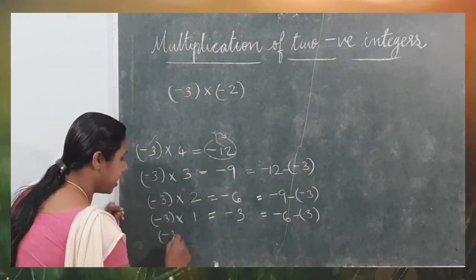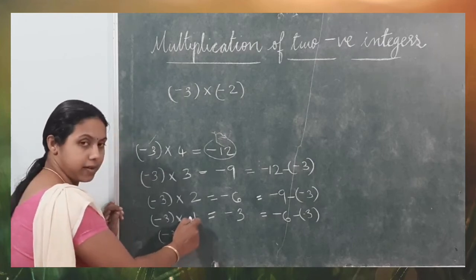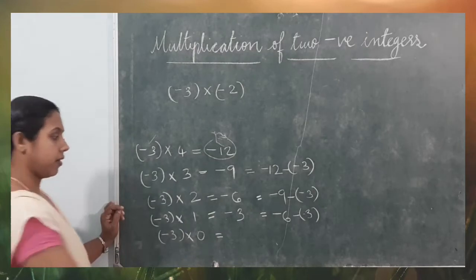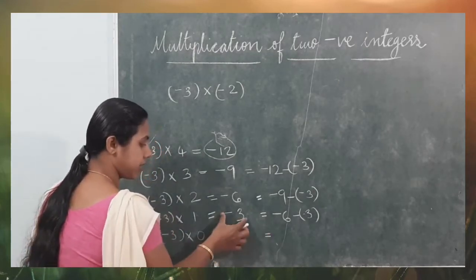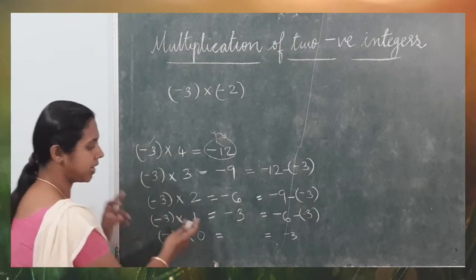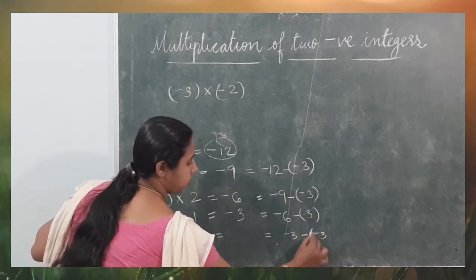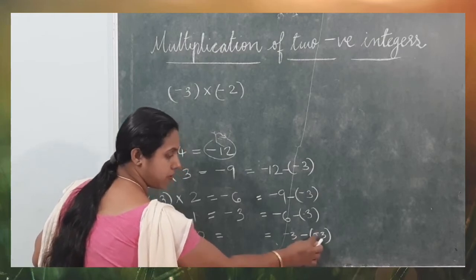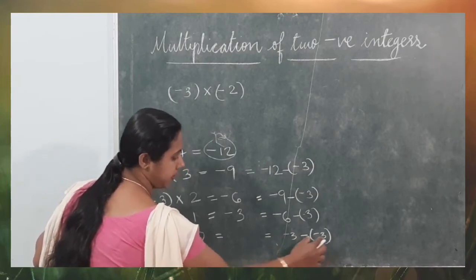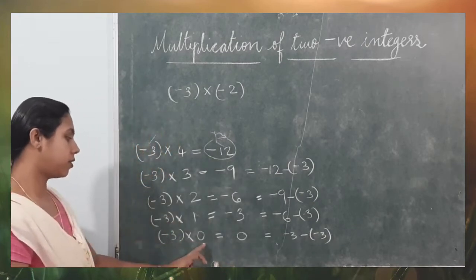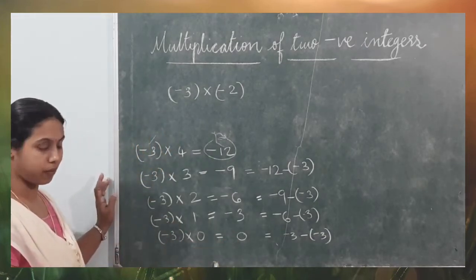Then minus 3 into 1 less than 1, that is 0. You can find the answer: the product just before is minus 3, and from that product you have to subtract minus 3. So minus 3, negative into negative is positive, minus 3 plus 3, that is equal to 0. So minus 3 into 0 is equal to 0.